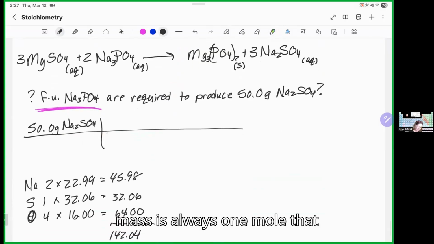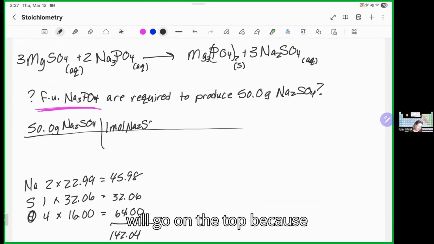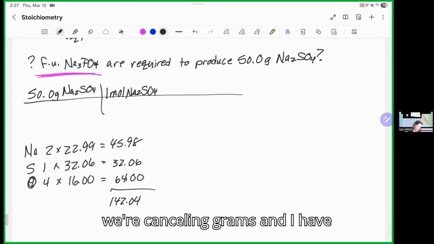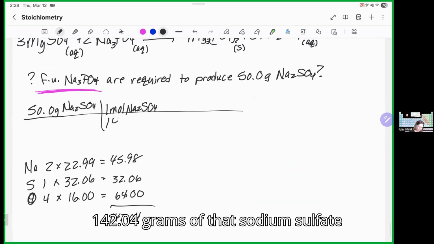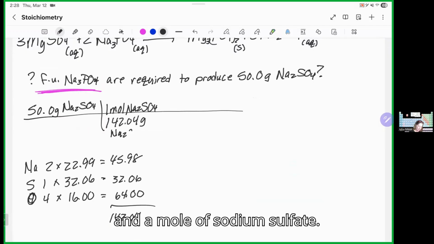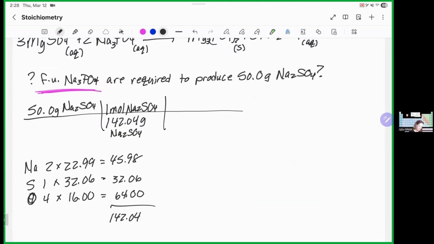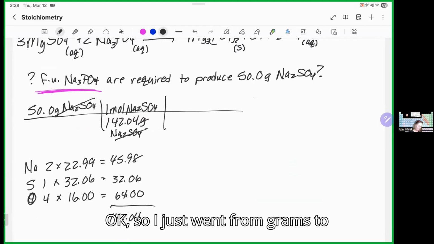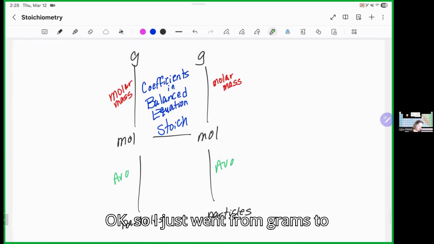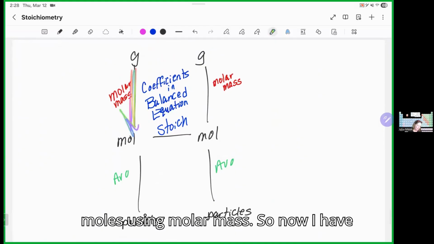Remember, our molar mass is always 1 mole. That'll go on the top because we're canceling grams. And I have 142.04 grams of that sodium sulfate and a mole of sodium sulfate. So I just went from grams to moles using molar mass.